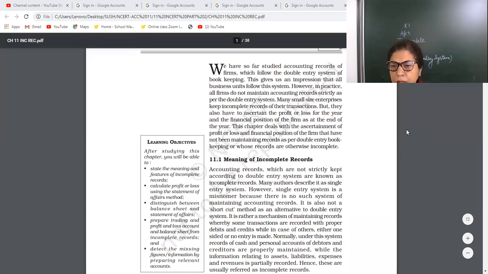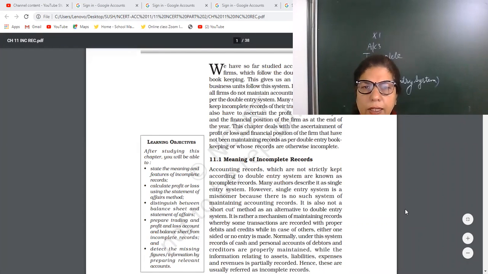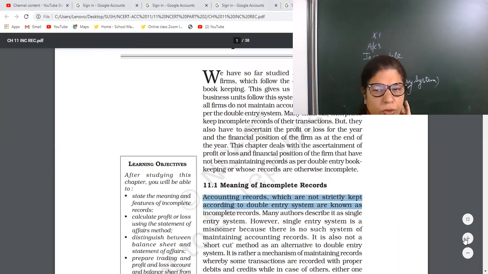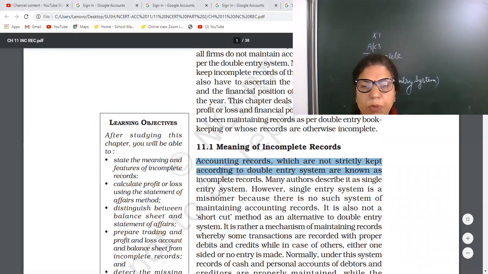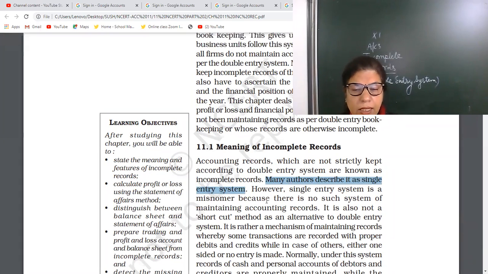What is the major feature we can say? First, accounting records which are not strictly kept according to double entry system are known as incomplete record. Please make your own notes. Please note down simple way. Accounting records which are not strictly kept according to double entry system are known as incomplete records. And just now, as I told you, many authors describe it as a single entry system.